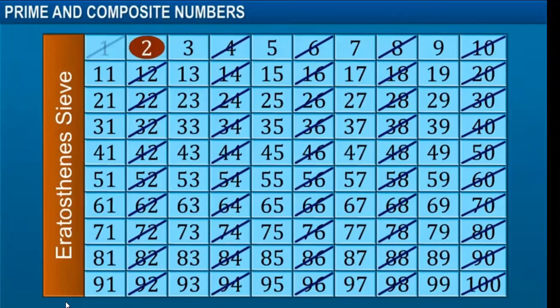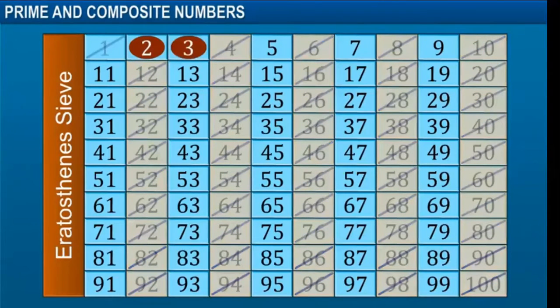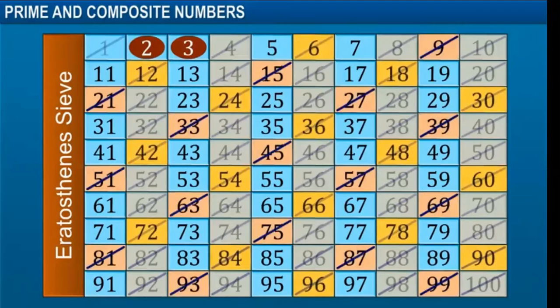Now next, the multiples of 3. We will check out what is happening. When we cancel all multiples of 2, we are actually crossing out all composite numbers from 1 to 100 that have 2 as their factor. Next, circle 3 and then cross all multiples of 3 in the grid. Now, all composite numbers that have 3 as their factor besides 1 and the numbers themselves are crossed out.